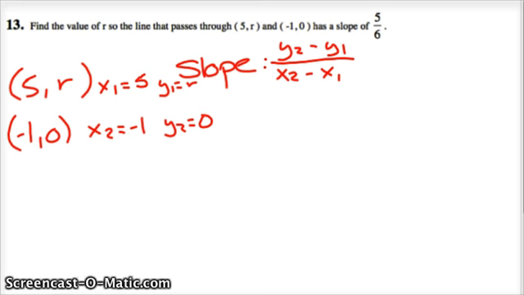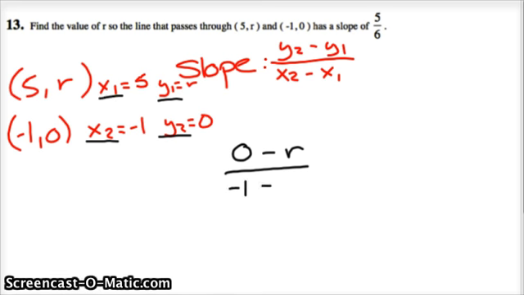So my change in y is going to be my y2 minus y1. So I'll have 0 minus r. And that's over my change in x's, or my x2 minus x1, or -1 minus 5. And we know what that equals. We have to have a slope of 5/6. So this has to equal 5/6.